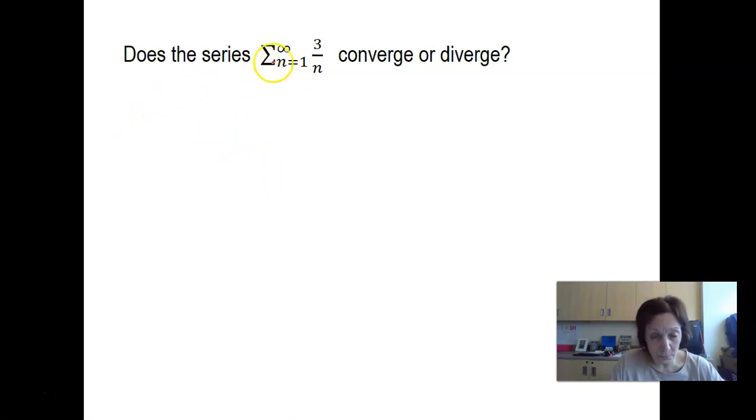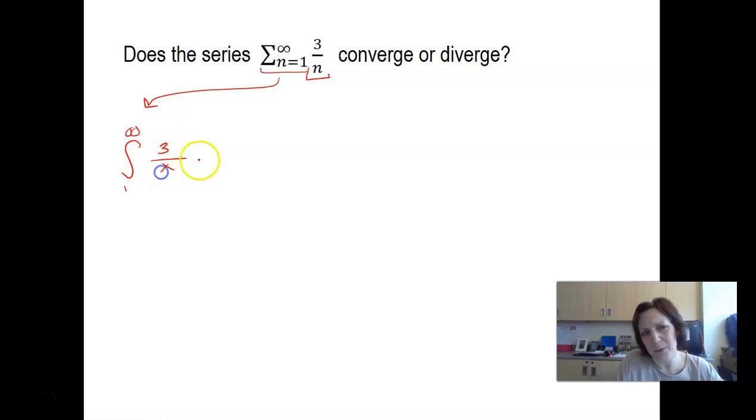Okay, so if we want to use the integral test for this, here's what we're going to do. We're going to take this summation and rewrite it as an integral. So instead of sum from 1 to infinity, I'm going to write the integral from 1 to infinity. And then I'm going to rewrite this function just in terms of x. In other words, I'm going to replace all the n's with x's. You don't really have to replace the n's. I suppose you could just integrate in terms of n. There's no harm in that. People tend to like x's, though, when they're doing integrals.